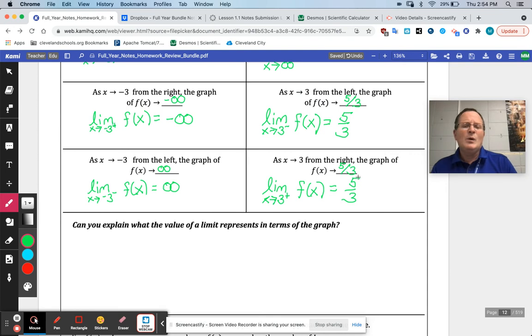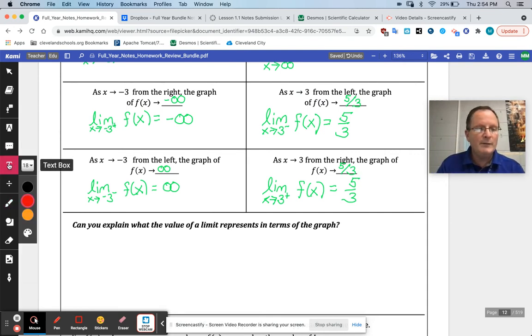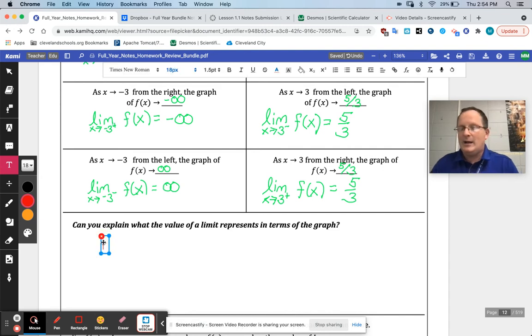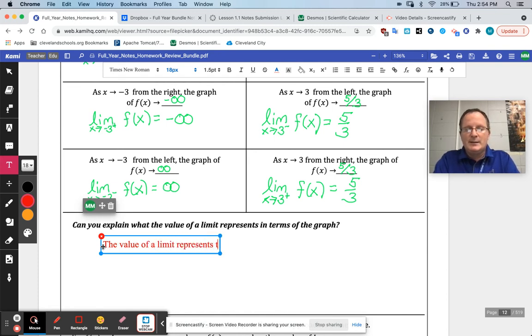Can you explain what the value of a limit represents in terms of the graph? Yeah. The value of a limit represents the y value that the graph is approaching as x approaches whatever they're asking you to approach. So the value of a limit represents the y value of the function as x approaches a certain value.